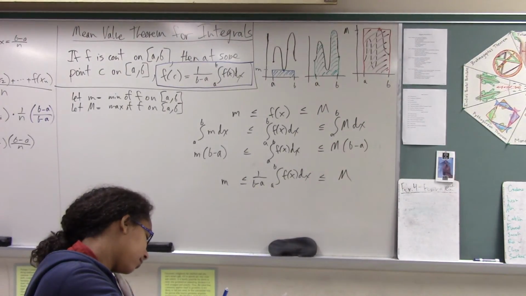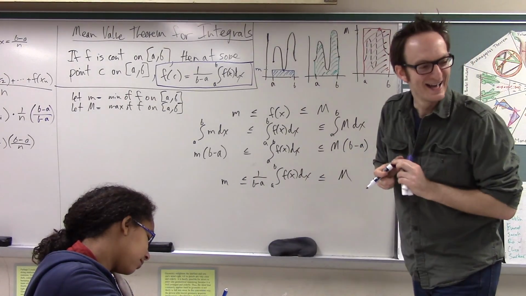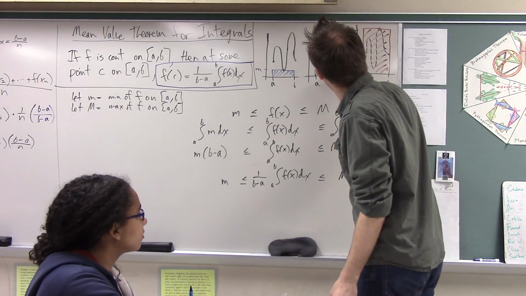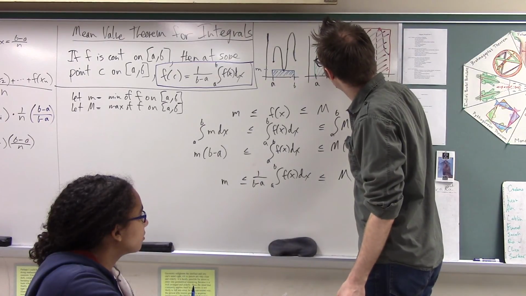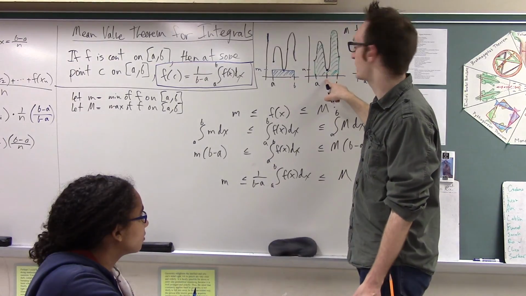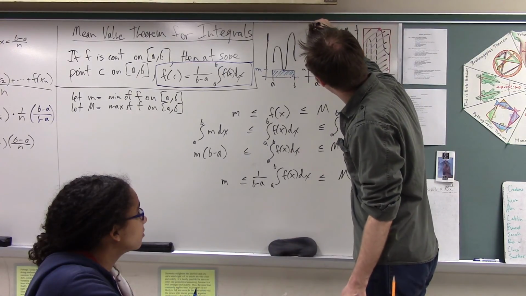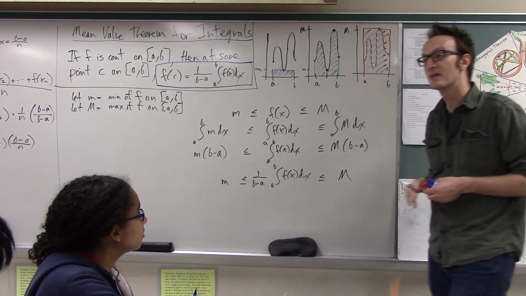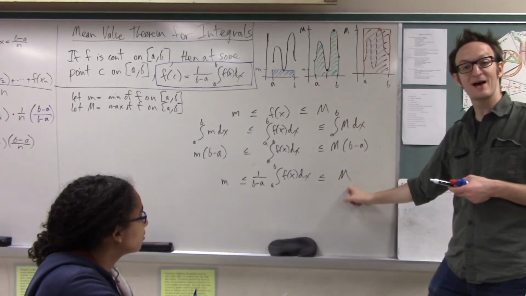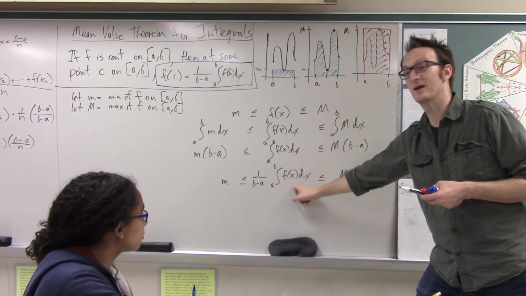Exactly. This is the intermediate value theorem, right? Here is the place where the function takes on value little m. Let's call that point, I don't have a name for it. Here is the point where the function takes on value big M. As this function is continuous, if it has value little m somewhere and it has value big M somewhere else, then it must have, somewhere, this value.